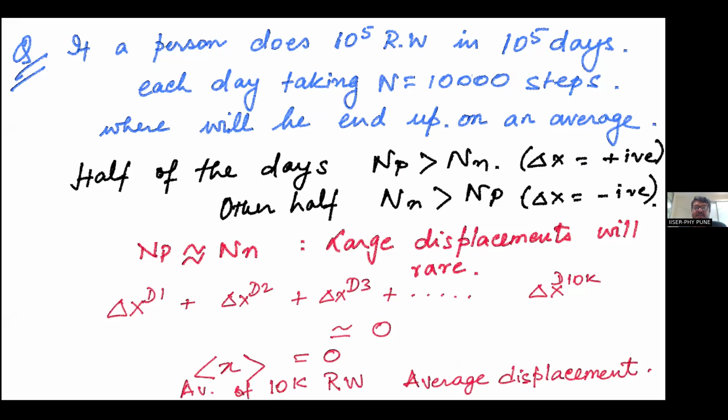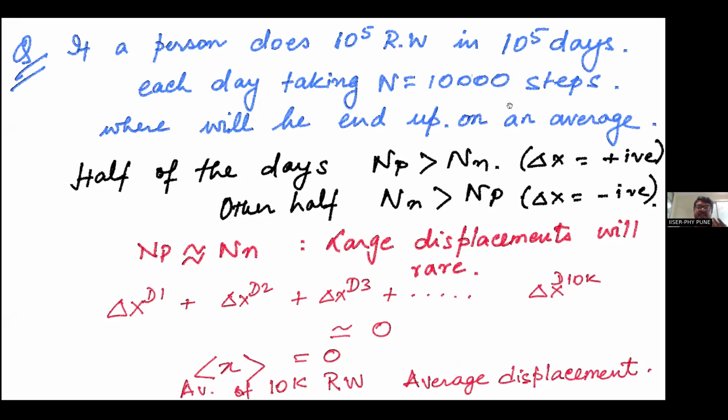So basically, you can guess that roughly half of the days, NP will be greater than NN, where NN is the number of steps he's taking to the left in the negative direction. And on roughly the other half of the days, NN, the number of left steps, will be greater than NP, right? So in this case, the displacement will be positive. So on half of the days, displacement is positive. On half of the days, displacement is negative.